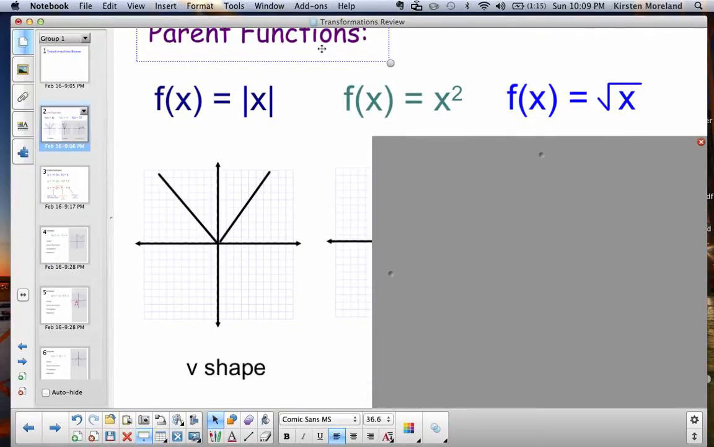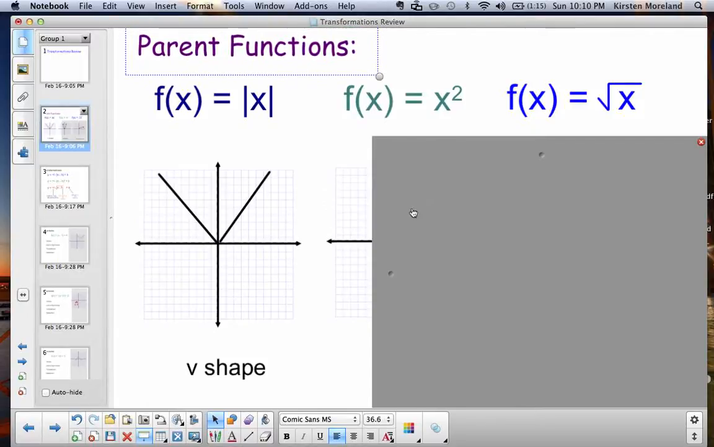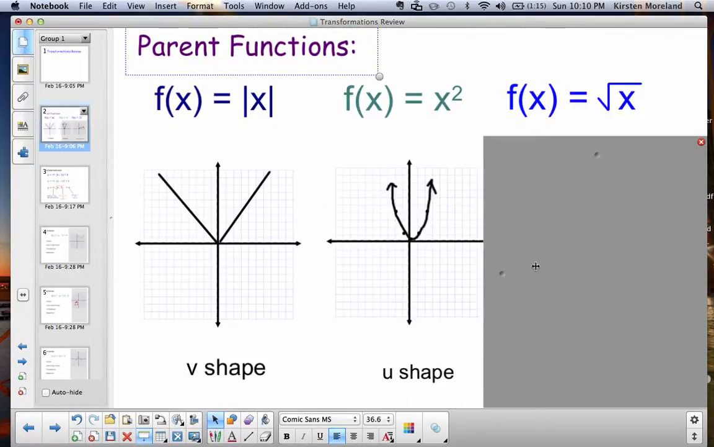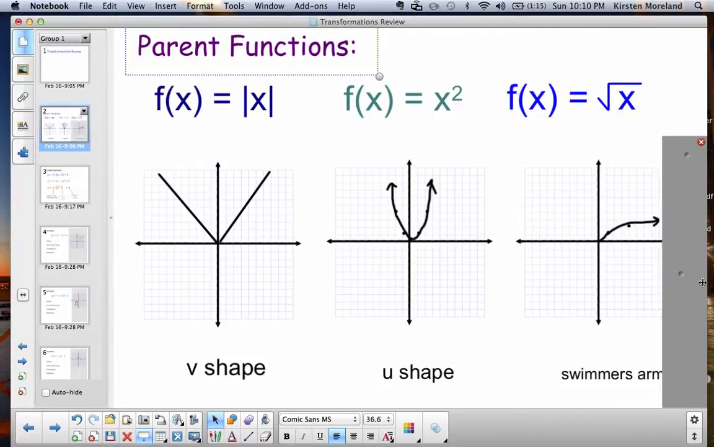Alright, our second parent function is the x squared function, which is the U-shape. Note that the V-shape, the absolute value, goes up 1 over 1 every time. The U-shape, you go up 1 over 1, and then you go up 4 over 2 to get to the next point. And then our last one is what I like to call the swimmer's arm, where it's the square root of x. It starts at 0, 0, you go up 1 over 1, and up 2 over 4 to get to the next point.